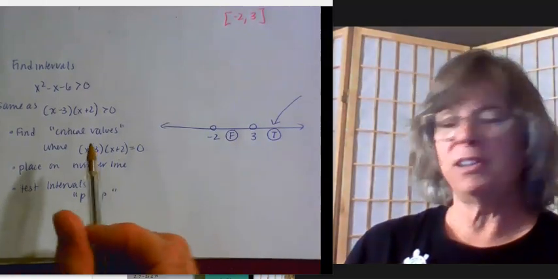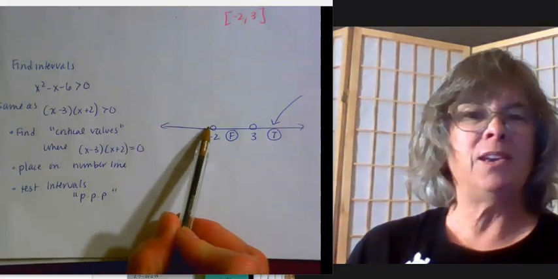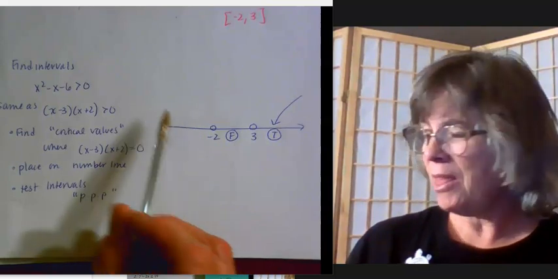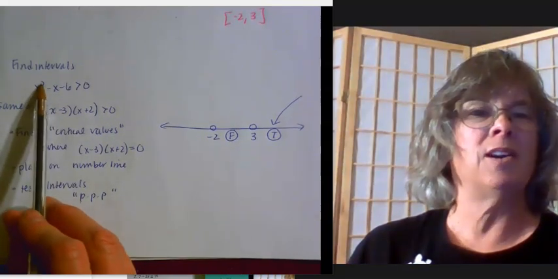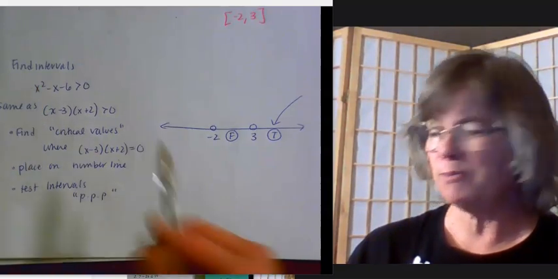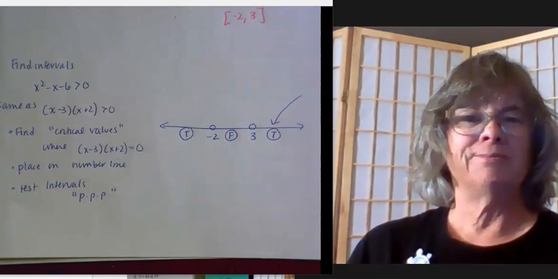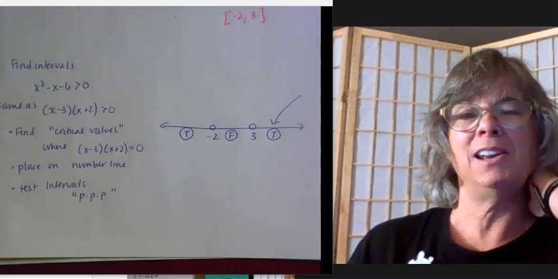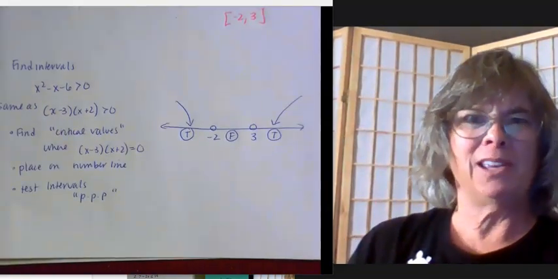If I choose a number in this interval, maybe 100, I don't even have to go that large. Negative 10 would work. I would determine that it would make this statement true because I'm taking that large number and squaring it. This value here has the biggest impact. So this is true. So based on this sign line, S-I-G-N, sign line, that's really what I like to call them because they get a lot more complicated here.